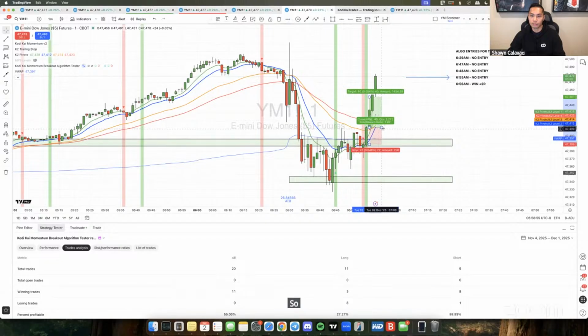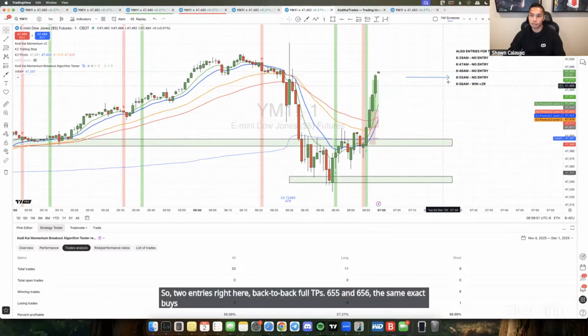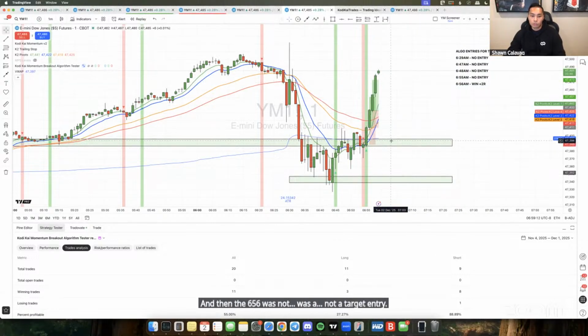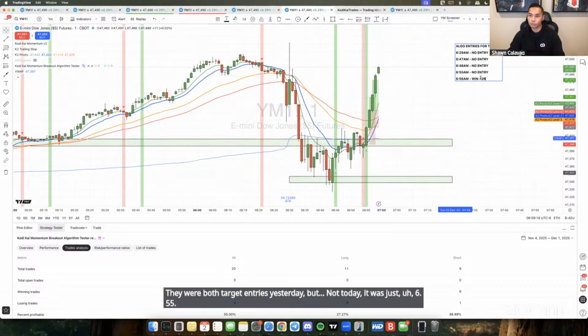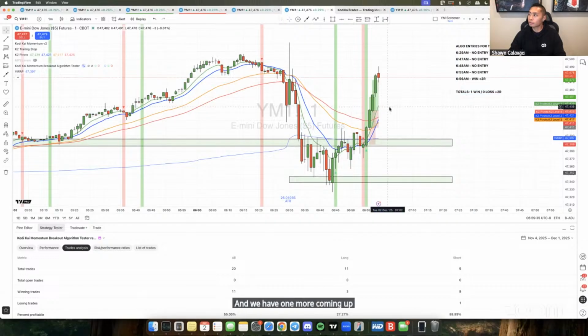So two entries right here, back to back full TPs. 655 and 656, the same exact buys that we looked at yesterday. They both hit full TP right there. Unfortunately, there's no entry at 656. It was not a target entry. They were both target entries yesterday, but not today. It was just the 655. So currently, so far, we're at 2R. So one win, zero loss, plus 2R for the day. And we have one more coming up in a bit.